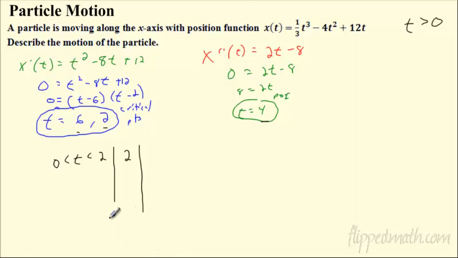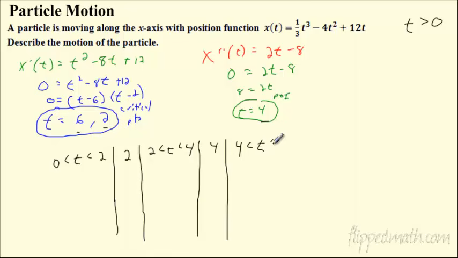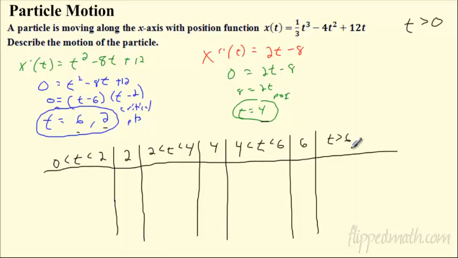Then I'm looking at, and I should make these bigger, from 2 to 4, there's something going on. Then at 4, we've got something going on. And from the interval 4 to 6, and at 6 we've got a critical point, and then from 6 on, so when t is greater than 6. Holy cow, this is a big table. So this is my intervals up top.